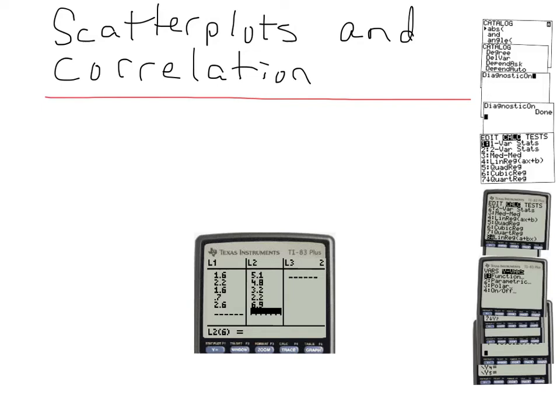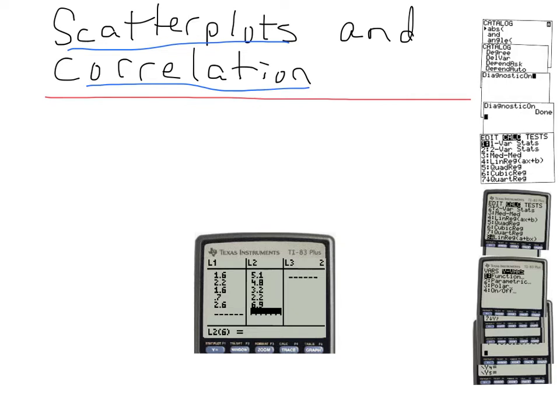Alright, let's start this off. First thing you need to do is keep in mind what we're looking at here, and that is scatterplots and correlation. Okay, this is stuff you've heard before, and we're going to make sure that all the things that you've seen before stay familiar to you.